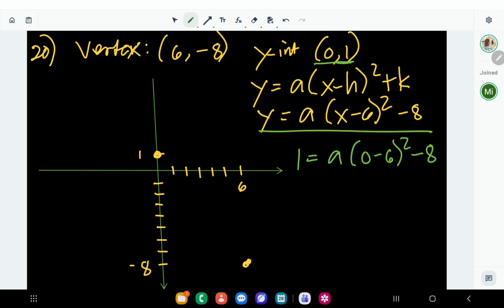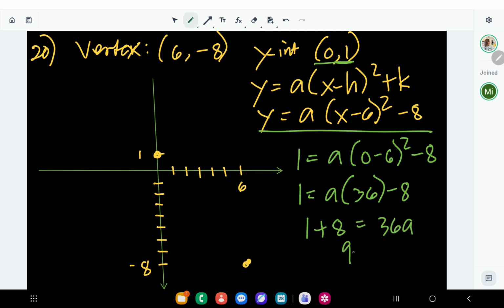Okay, we'll see. So this is 1 equals a times 0 minus 6, -6 squared is 36, right? Minus 8. So this would become 1 plus 8 equals 36a. So this is 9 equals 36a, divide by 36. So a is equal to 9 over 36. So what is 9 over 36? Okay, so this is 1 over 4. 3 over 12 is 1 over 4. So a is 1 over 4.